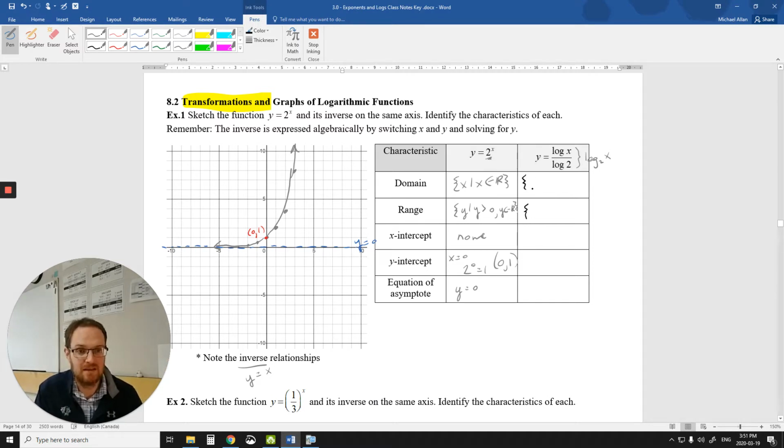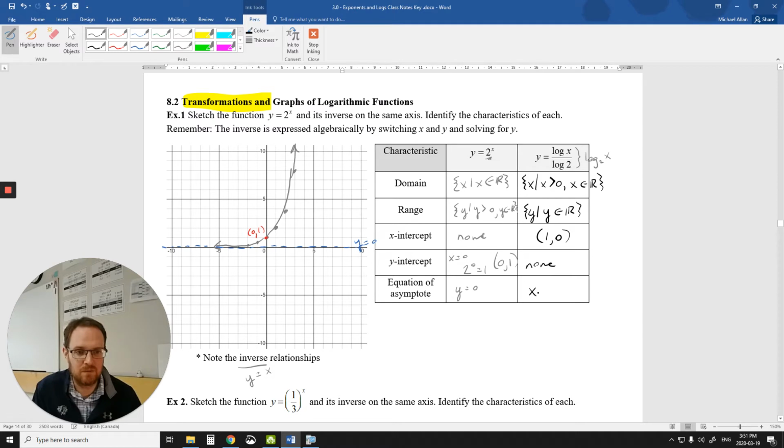So the domain of the new function is technically the range of the old function, x greater than 0. That's a greater than sign there. And then the range of this log function is the domain of the previous one, which makes sense. And then I'm going to switch my x's and y's. So if this was (0, 1), this now becomes (1, 0). So this becomes an x-intercept. And because I didn't have an x-intercept before, I don't have a y-intercept for this one.